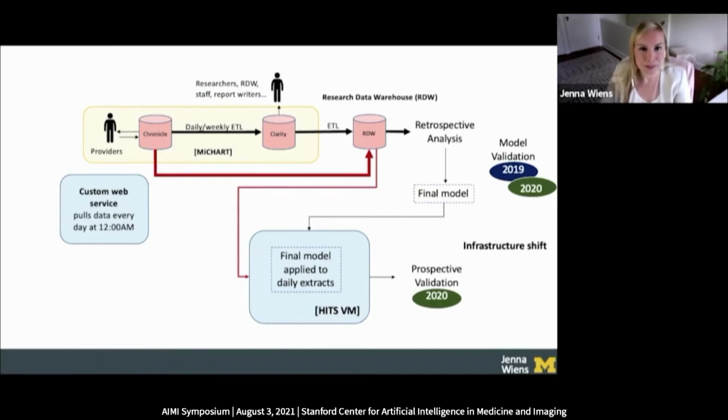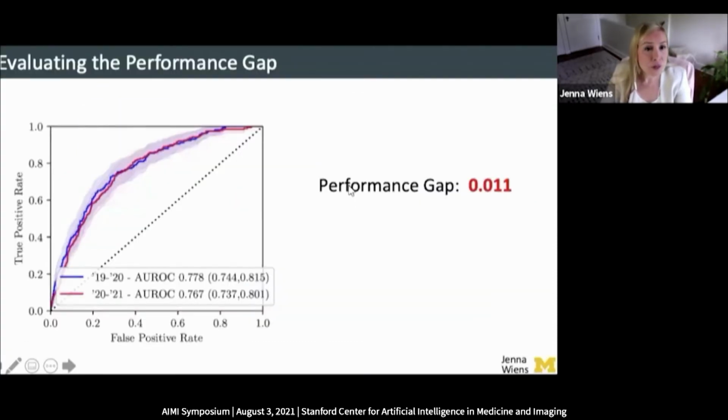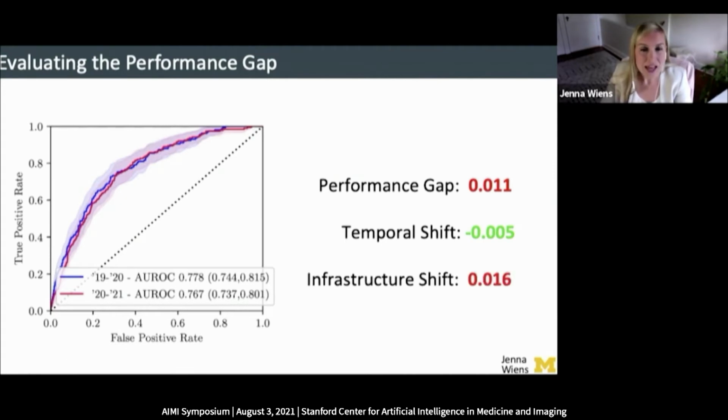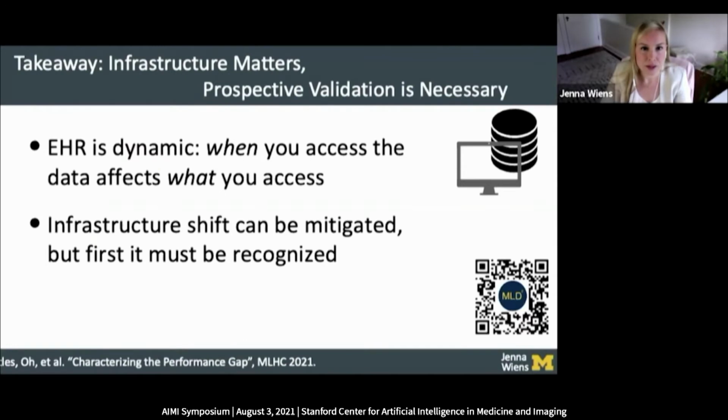So again, overall, the performance gap between the retrospectively validated model and the prospectively validated model was 0.011. However, this gap was not due to differences in patient populations or clinical workflows. The temporal shift was negative, meaning the task actually got easier in 2020 relative to 2019. In contrast, infrastructure shift was positive, and it drove the majority of the performance gap. So we identified infrastructure shift as a primary contributor to the performance gap.